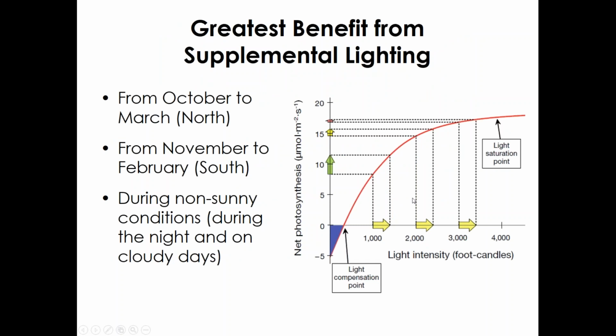We can see that during sunny days, really the supplemental lighting is not going to be beneficial, as we can see here. Let's say our light intensity is 1,000 foot candles and we provide supplemental lighting, so we increase it to about, let's say, 1,200. We see that in terms of photosynthesis, we have a nice increase. Now, if our light intensity in the greenhouse is higher, so if the sun is out, and again, we increase by, let's say, 200 micromoles, we see that our increase in photosynthesis is not nearly as great. So again, using supplemental lighting on cloudy days is most beneficial.